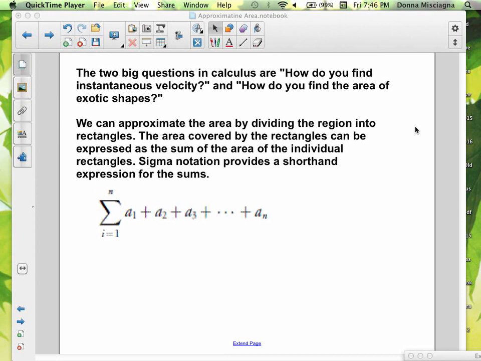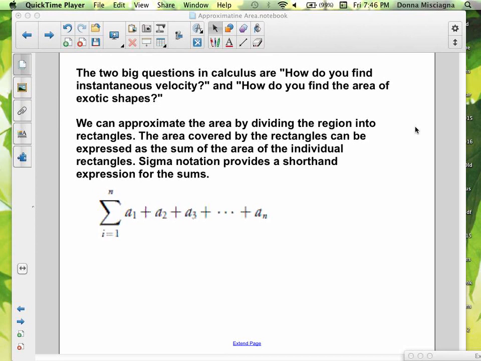Two big questions in calculus are how do you find instantaneous velocity and how do you find the area of exotic shapes. We can approximate the area by dividing the region into rectangles. The area covered by the rectangles can be expressed as the sum of the area of the individual rectangles. Sigma notation provides a shorthand expression for the sums.